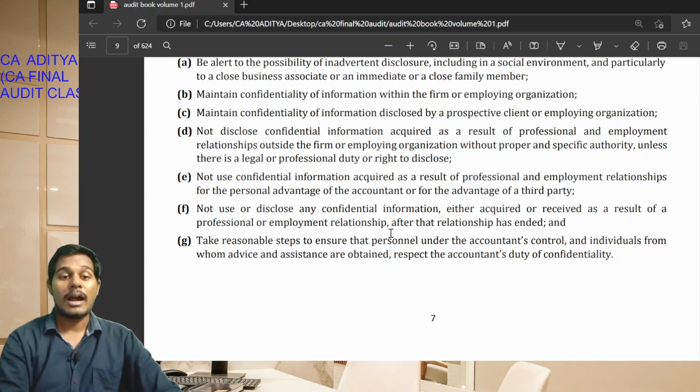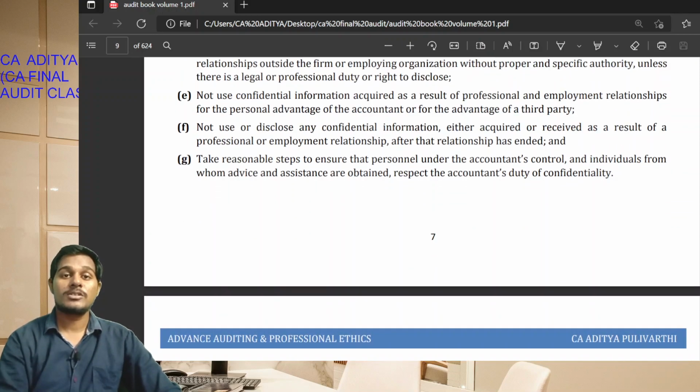Not to disclose any information after that relationship has ended, that is, the employment relationship has ended, or the client organization has received the audit report from the auditor and the audit is closed. In that situation, the auditor shall not disclose the confidential information. Take reasonable steps to ensure that personnel under the accountant's control and individuals from whom advice and assistance are obtained maintain confidentiality. If a chartered accountant takes an expert opinion or a registered valuer's opinion, he should also take steps to see that the expert or registered valuer maintains the confidentiality of the information provided by the professional accountant.